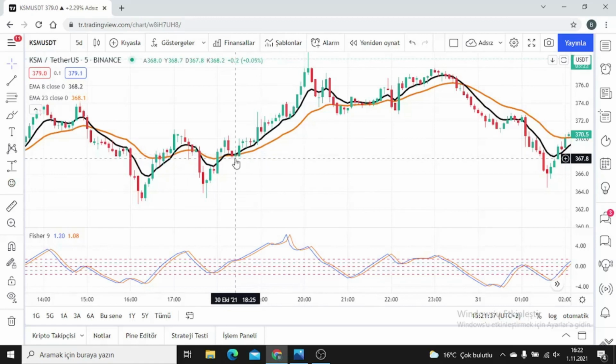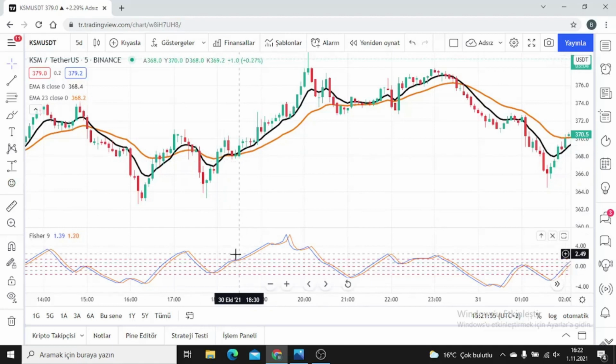Moving averages crossed. We also see a buy signal in Fisher. Prices in the moving average. Unless the price goes below the 23-day moving average, we can follow the price, friends, but first, let's not enter the transaction directly in this case. When can we enter the transaction? We can buy when prices rise above the 8-day moving average.